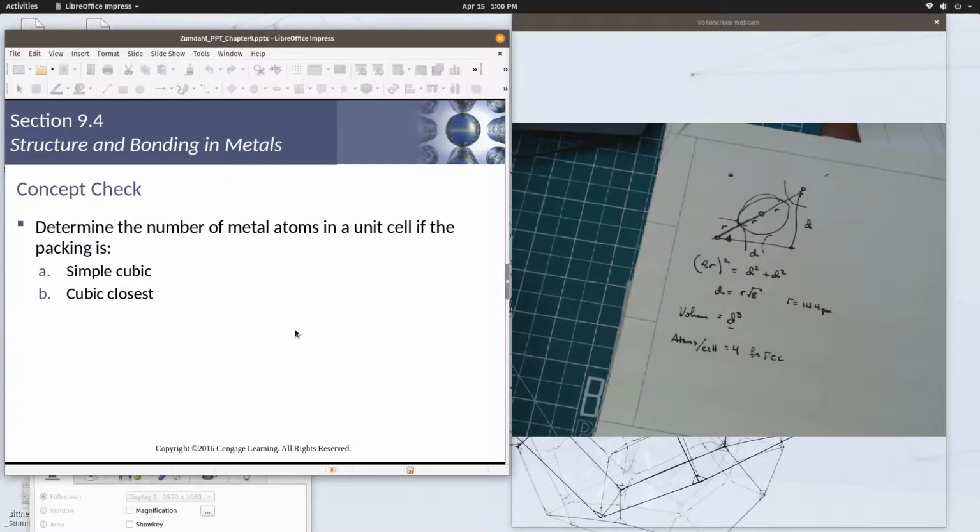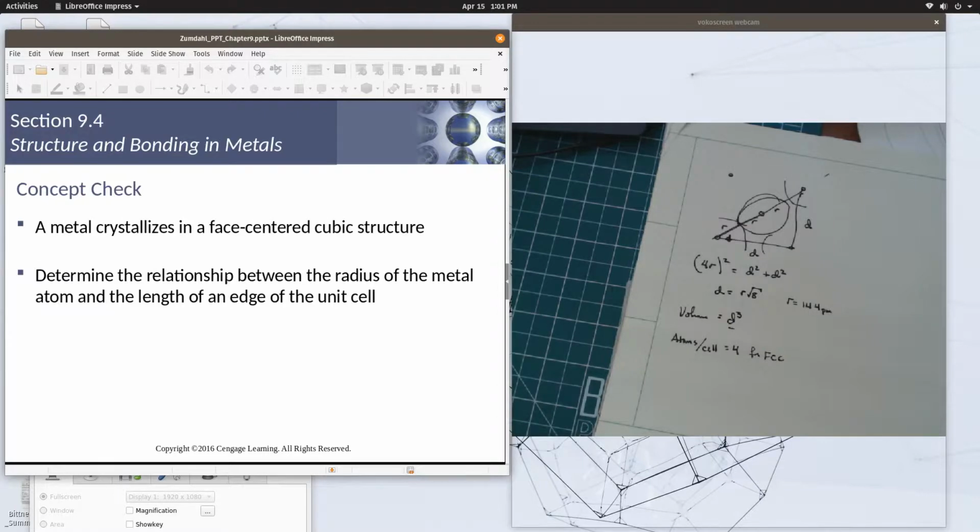Okay, so let's make sure. How many metal atoms are in a unit cell if the packing is simple cubic versus cubic closest? Cubic closest is face-centered cubic, 4 atoms per unit cell. Simple cubic is simply where I have the atoms on the vertices of the cube, one atom per unit cell. Okay, know how to determine the relationship between the radius of the metal and the length of the edge. Again, Pythagorean theorem. Very simple.